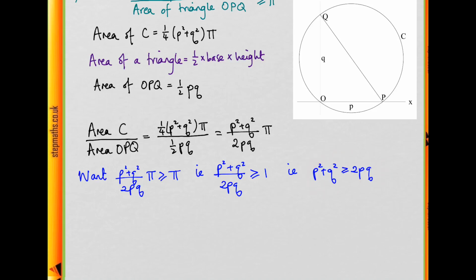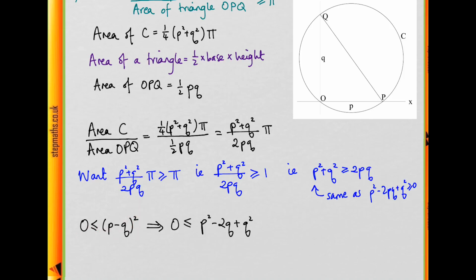Because if you note that this is the same as p squared minus 2pq plus q squared greater than or equal to 0, and this is (p minus q) squared, then to show that this inequality is true, we can say, well, we know that (p minus q) squared must be greater than or equal to 0 because it's a square, and expanding the brackets gives us p squared minus 2pq plus q squared is greater than or equal to 0, and then adding 2pq to both sides gives us the inequality that we want.